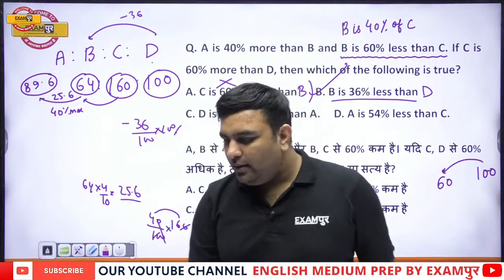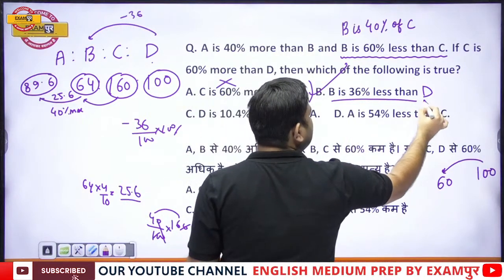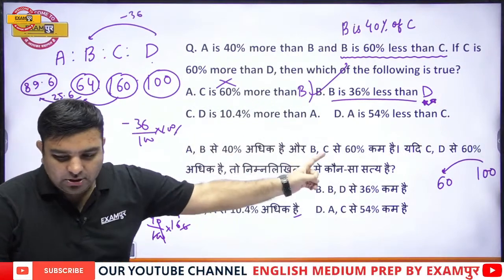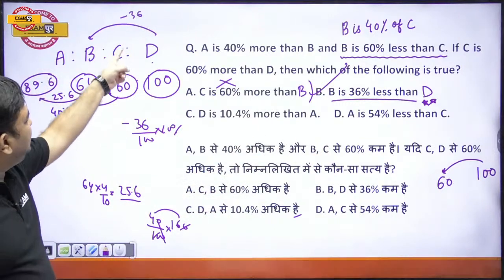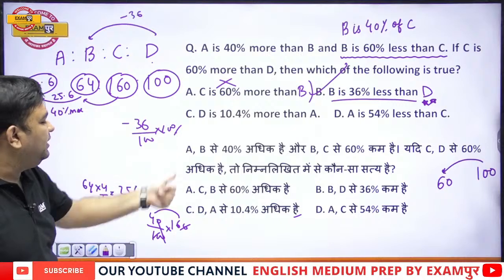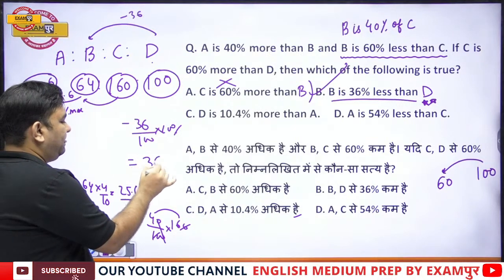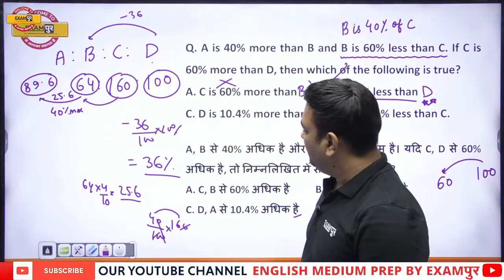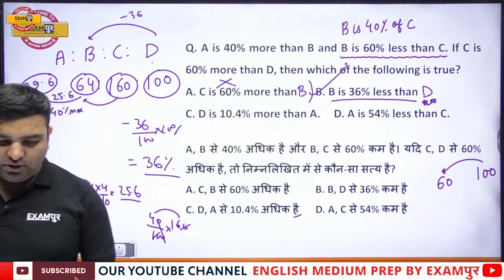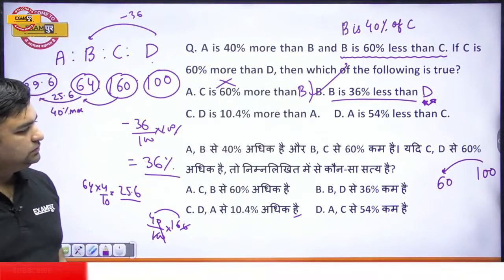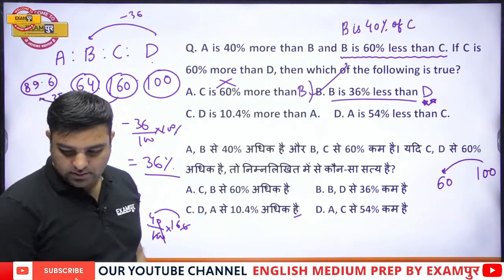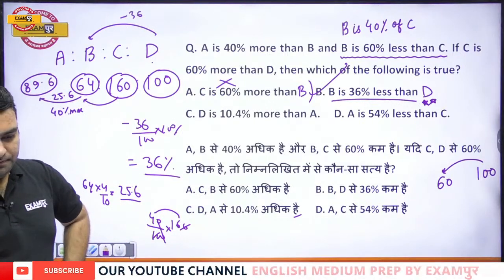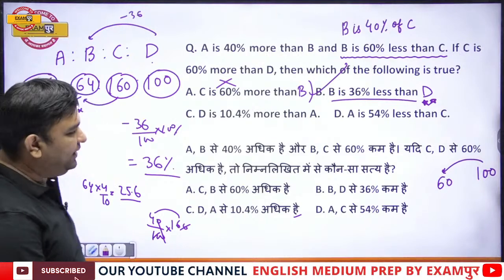The comparison has to be made from D, because D is written after "than". So it's definitely 36 less over 100 into 100, which is 36%. If you want to check the other options, you can, but it's not compulsory. Perfect. Let's eliminate them as well.